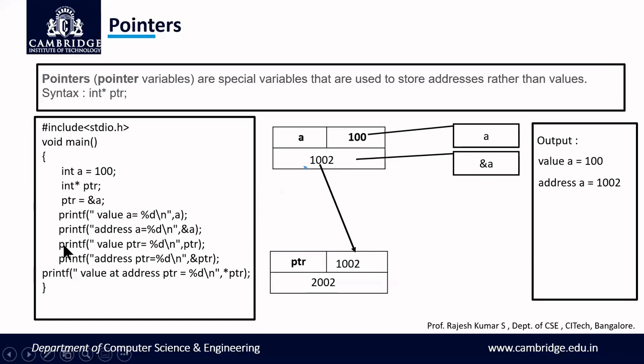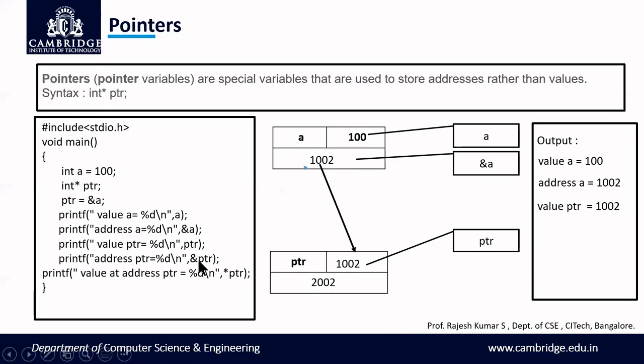Fine. Next, when I print the value of ptr, what is the value present in the ptr? The value present in the ptr is the address of a. So it will print 1002. So I tell you ptr is a pointer which holds the address of another memory location or another variable. Now ptr is holding the address of variable a.